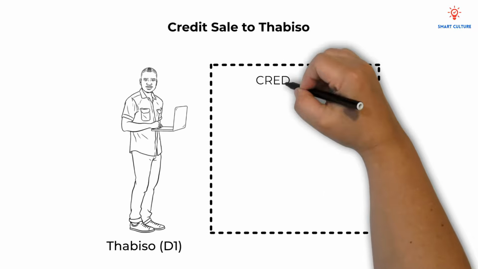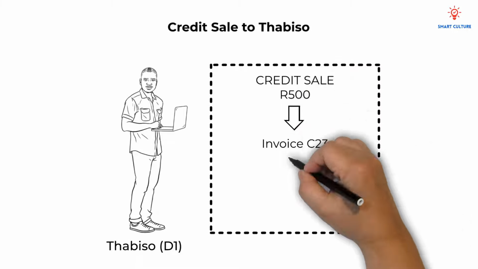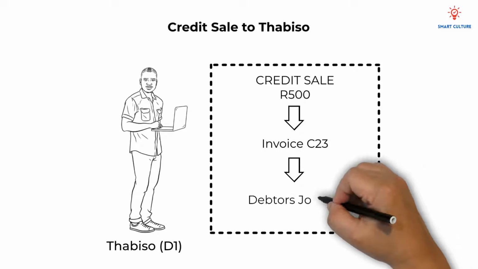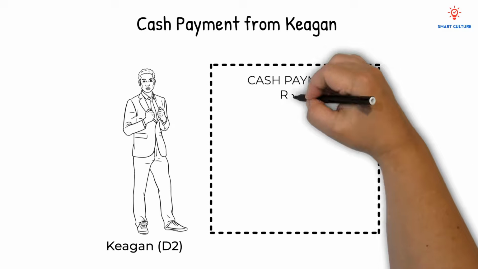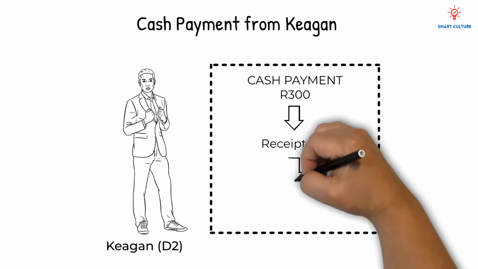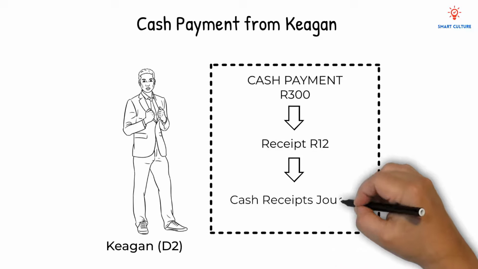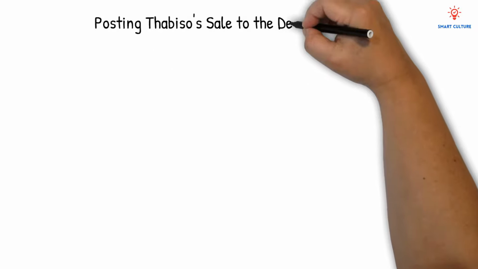When a customer buys on credit, we issue an invoice and record the sale in the Debtors Journal. When a debtor pays part of their account, we issue a receipt and record it in the Cash Receipts Journal. Let's look at Tabiso's transaction.